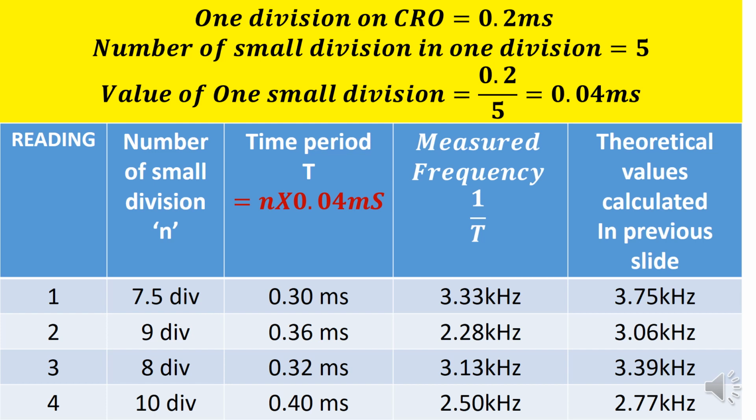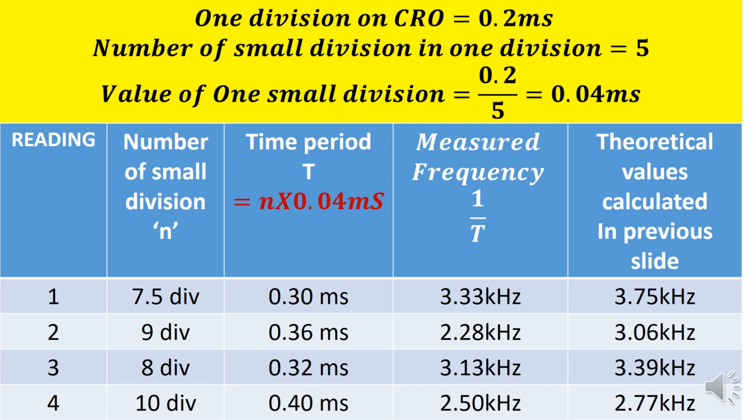For the first reading, the first combination, 7.5 divisions are the number of divisions for one complete cycle. So the time period will be 7.5 multiplied by 0.04. Here also, 9 multiplied by 0.04. In this way, this is 0.30 milliseconds, this is 0.36 milliseconds, this is 0.32 milliseconds and 0.40 milliseconds. Accordingly, we can convert also.